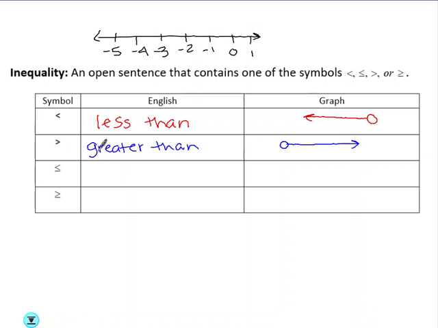Next, we have less than or equal to. This line under the less than symbol means equal to. When we graph this, we're going to use a filled in circle or a closed circle and an arrow to the left. So if I say that something is less than or equal to -1, I put a closed circle at -1 to show that it could equal -1, or it could be any of these numbers that are less than -1.